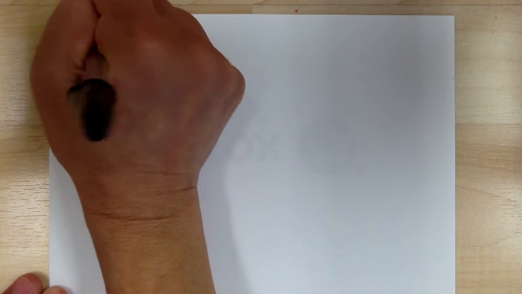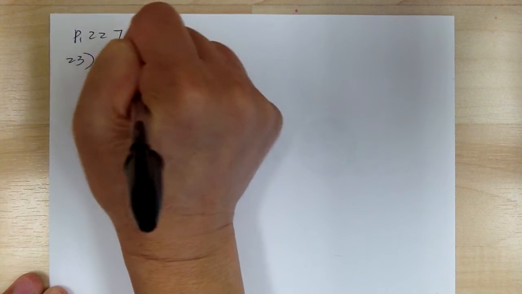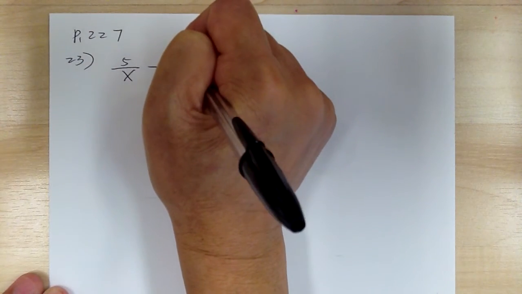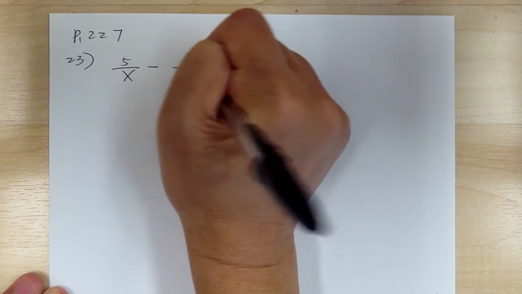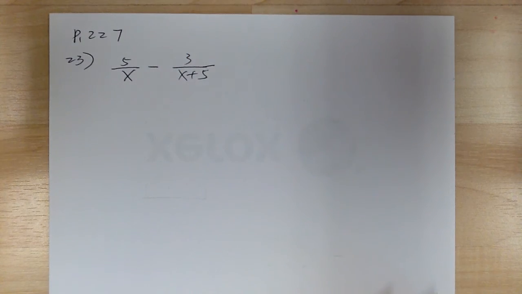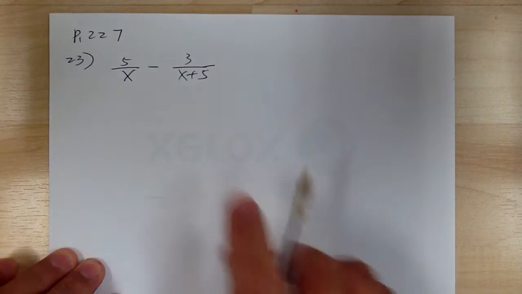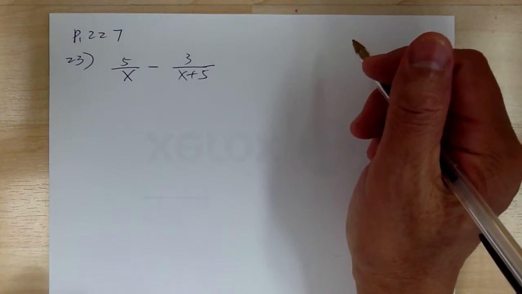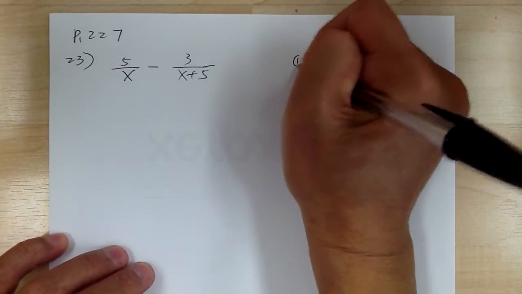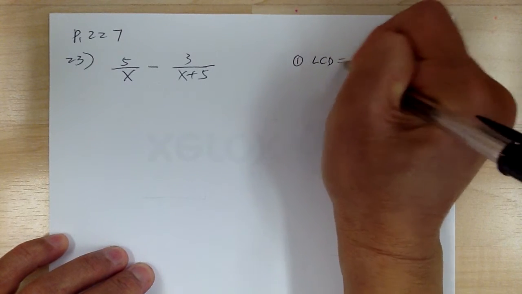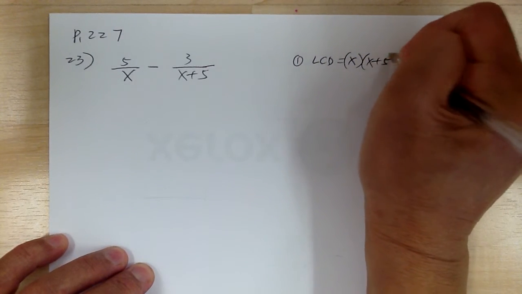Okay. So all these are fairly easy, except the next section is the addition and subtraction. This one has more steps. So let's go to page 227 and do number 23. You have 5 over x minus 3 over x + 5. First thing you need to do with this one, you have to get your LCD. So step 1, get your LCD. So it'd be x(x + 5).